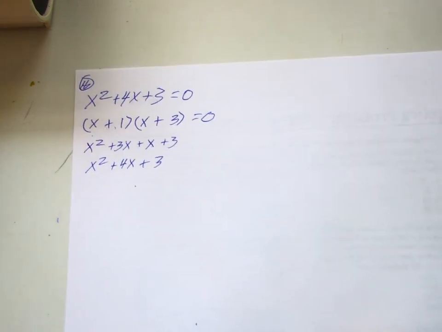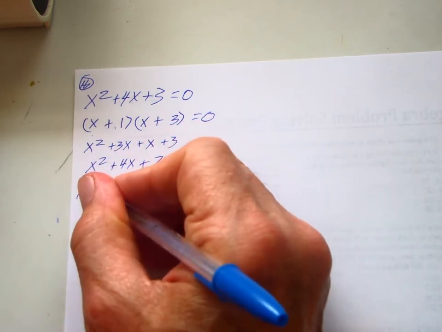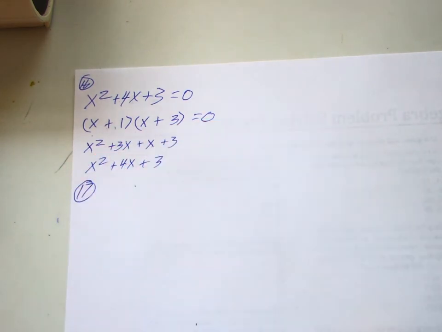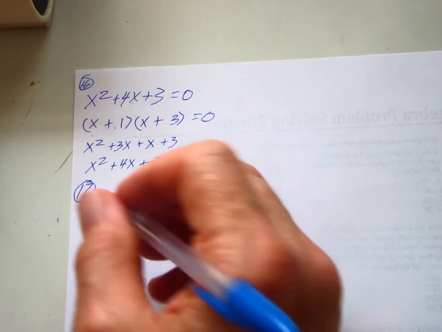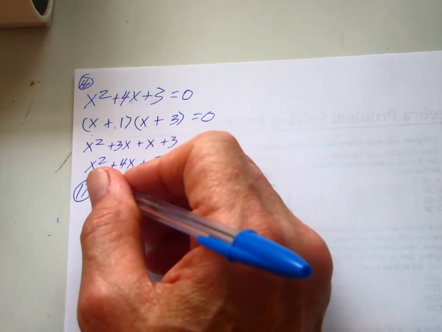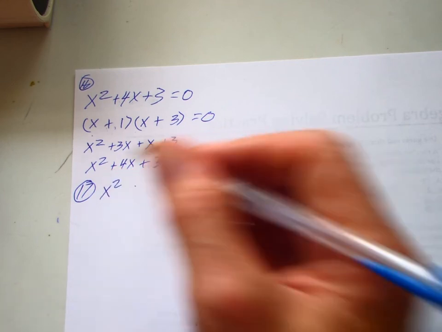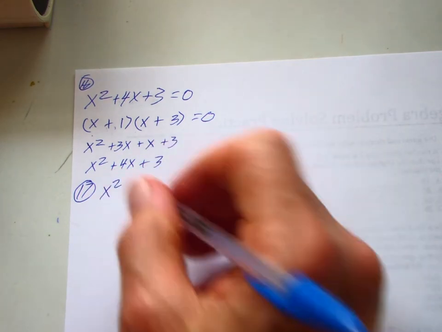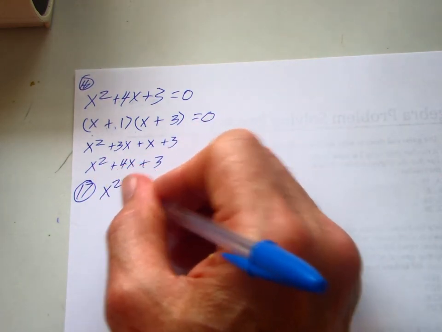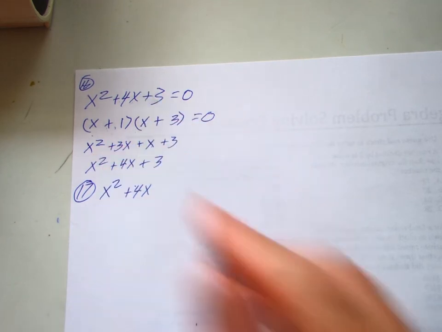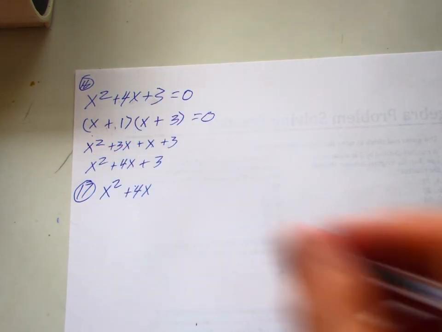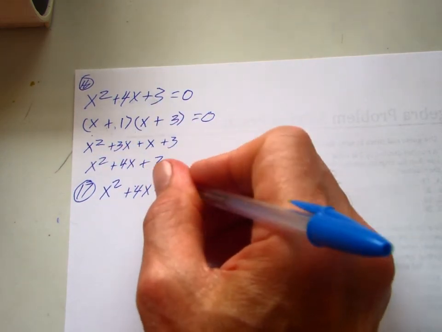Okay, number 17. I'm going to copy from your paper. I'm having my breakfast cereal, so I might sound a little weird. Weirder than usual. X squared plus 4x. This is like the last one. But this time it says minus 5.